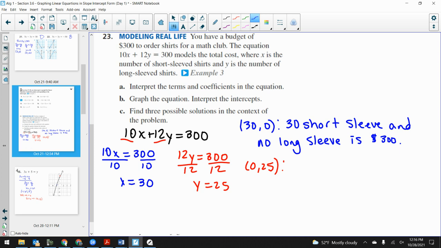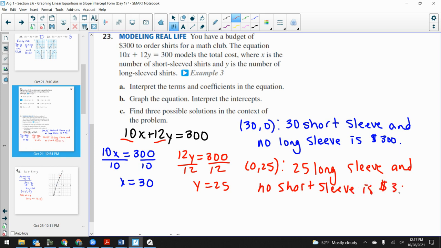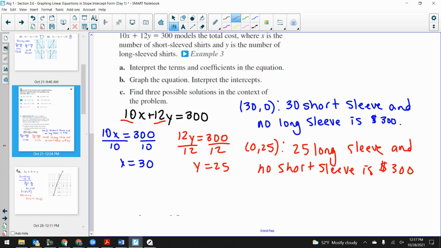In the other extreme, 25 long sleeve. Oh gosh. I thought I was going to sneeze. 25 long sleeve and no short sleeve is $300. That's the interpretation. Okay, let's find the graph now.